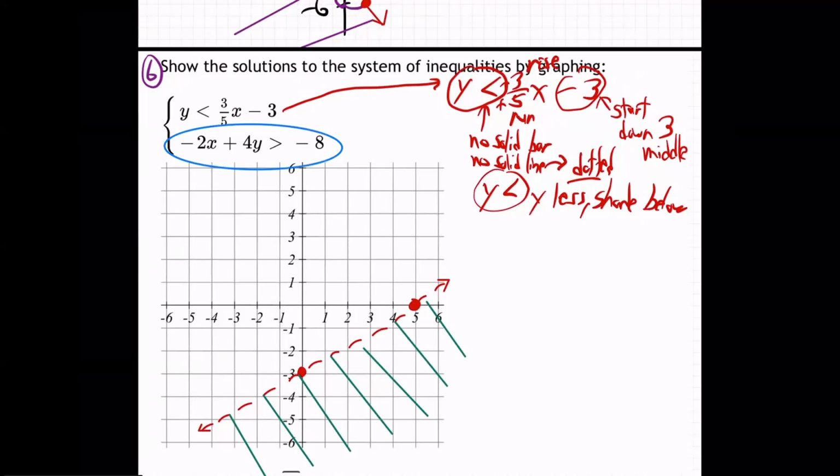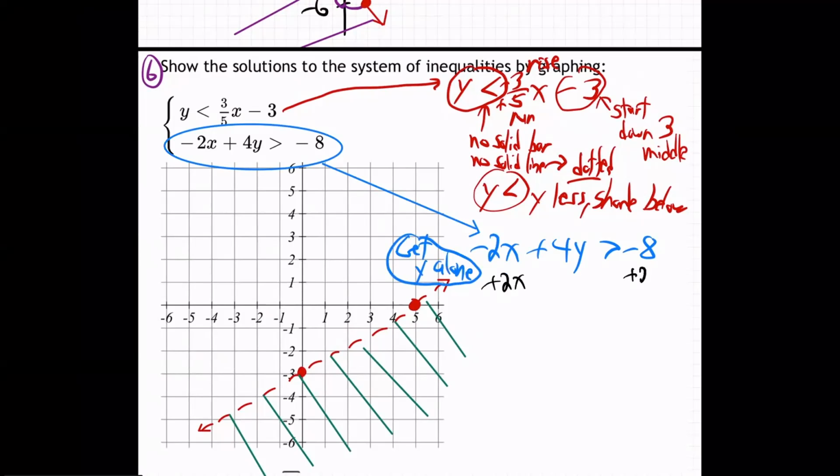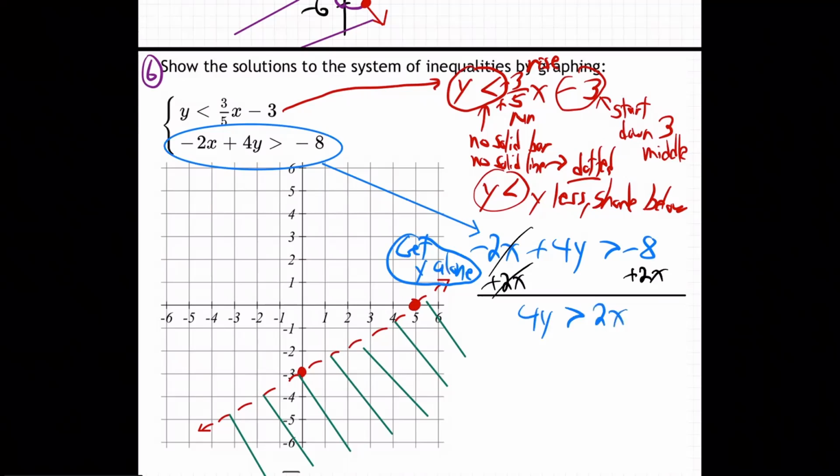Now the second one. It's going to be a lot more work because we got to get y alone. So we got minus 2x plus 4y greater than negative 8. So first thing is to get y alone. So that means come on in here and add 2x to both sides. So we add 2x to both sides, and we get 4y greater than 2x. You put the 2x in the front, 2x minus 8. Okay, and then divide by 4.